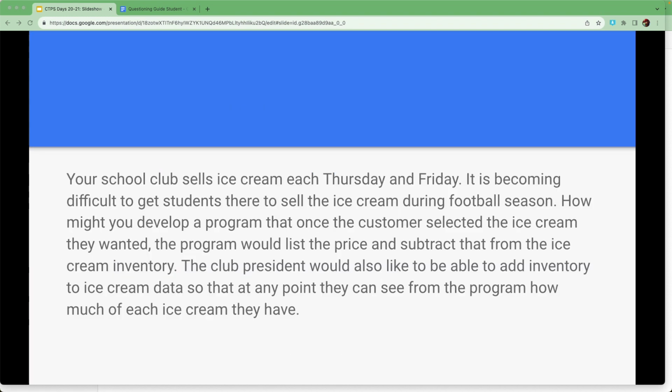So your club sells ice cream each Thursday and Friday. It is becoming difficult to get students there to sell the ice cream during football season.